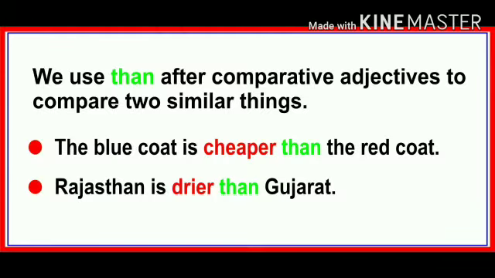We use 'than' after comparative adjectives to compare 2 similar things. Have a look at the example. The blue coat is cheaper than the red coat. Comparison between 2 coats, and we have used 'than'. Rajasthan is drier than Gujarat. Again the comparison between 2 places, and we have used 'than'.